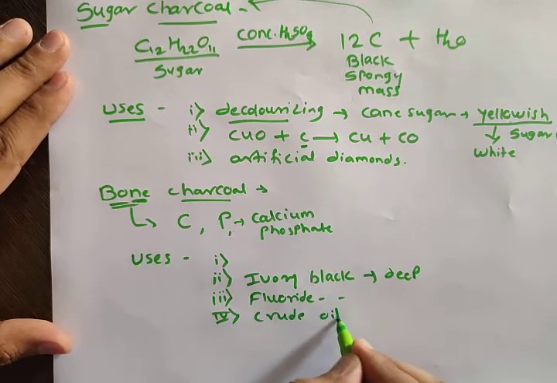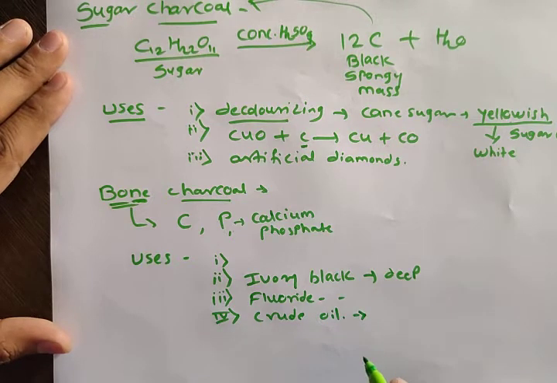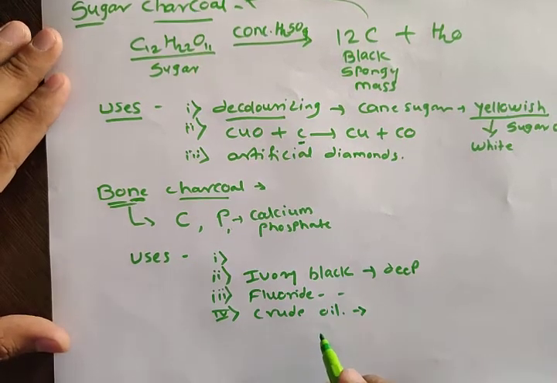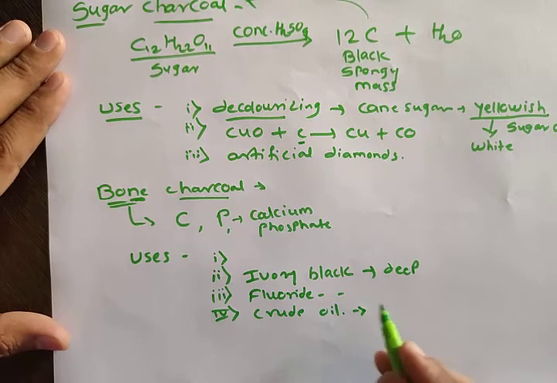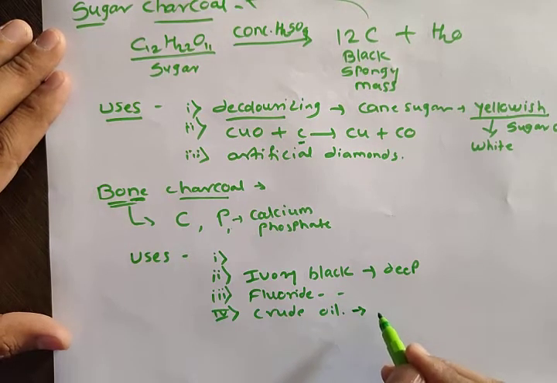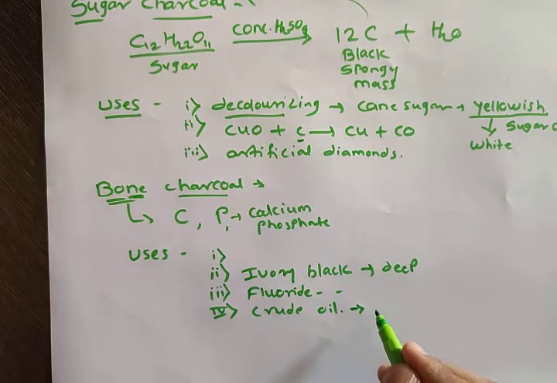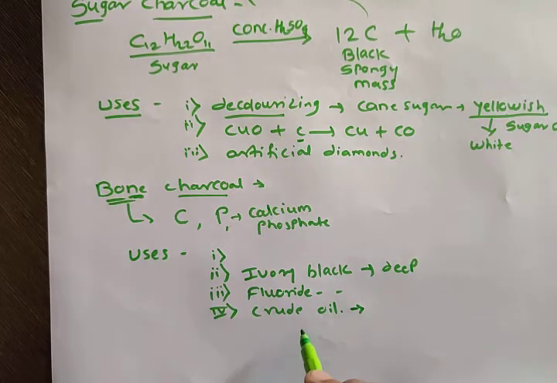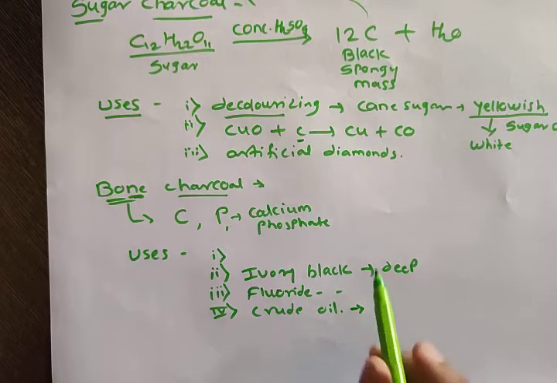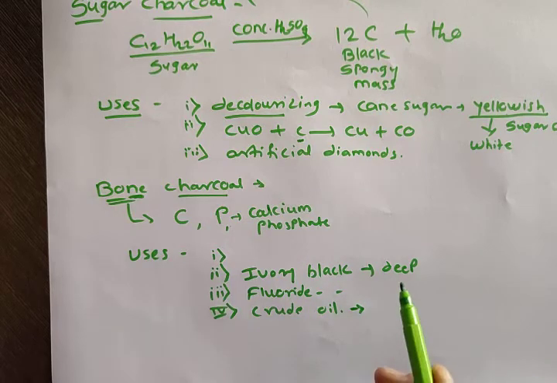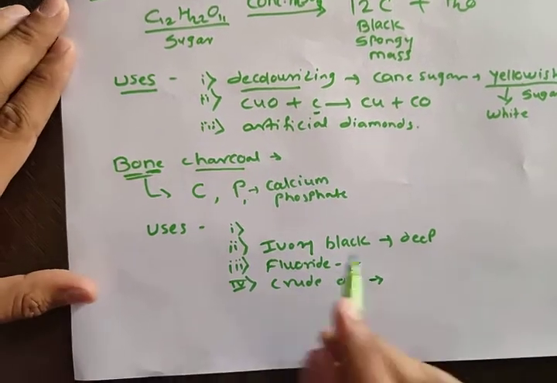Okay, then last, it is used to refine the crude oil. Refining of the crude oil means what? Purification of the crude oil to produce the different petroleum products such as petrol, diesel, kerosene, LPG, CNG, etc. So this refining of the crude oil is done with the help of bone charcoal. Okay, so these are the uses.